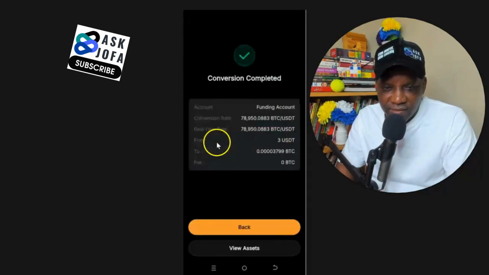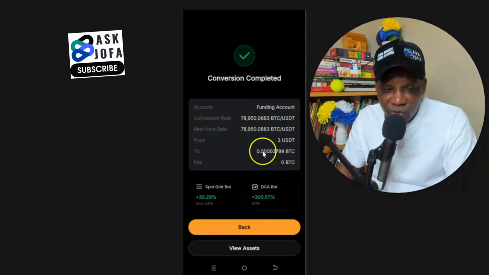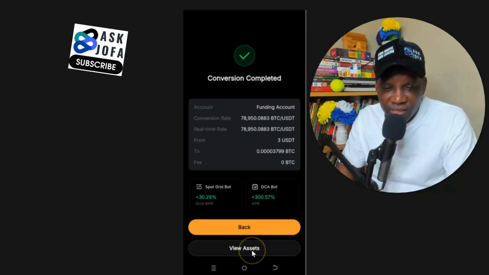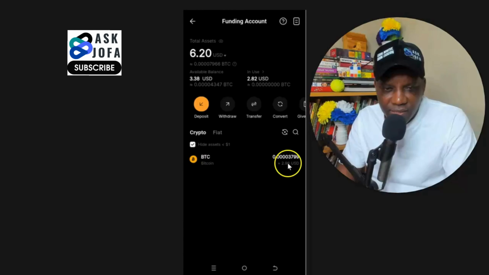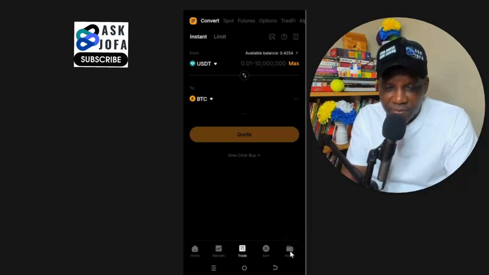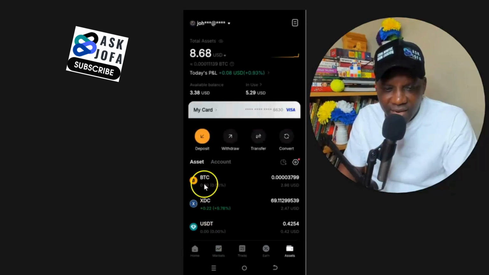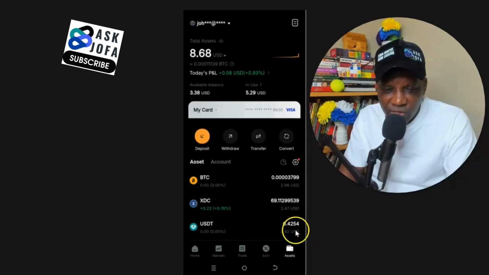It is processing. Look at it. $3 has been converted to this amount of Bitcoin. And for you to see the Bitcoin you have, you tap view asset. You can see BTC. So for you to have the breakdown of your asset, total asset, you tap asset here. Look at it. I now have Bitcoin and my USDT has been reduced to this.